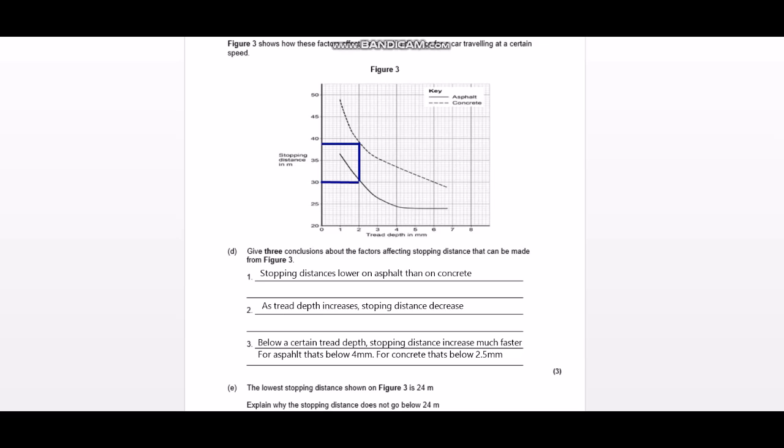And then below a certain tread depth, the stopping distance increases much faster. So for asphalt, after about 4 millimeters, so 4 and lower, we see the stopping distance go up, and for concrete, that's below 2.5. You see that sharp, steep increase in the stopping distance.